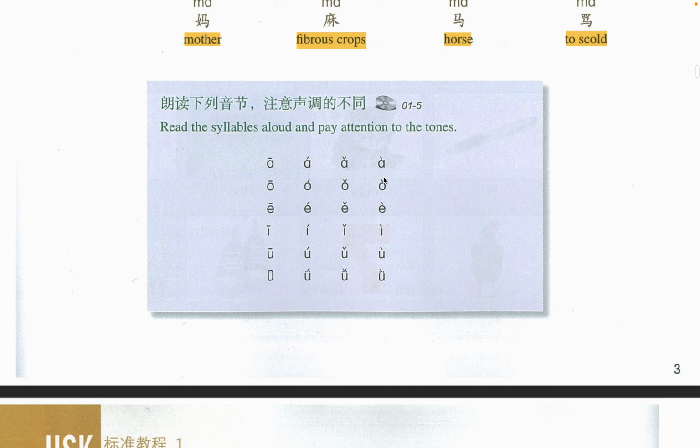All right, now let's look at the different tones with different letters. Here with the letter A, we can pronounce the first tone as ā, second tone as á, third tone as ǎ, fourth tone as à.